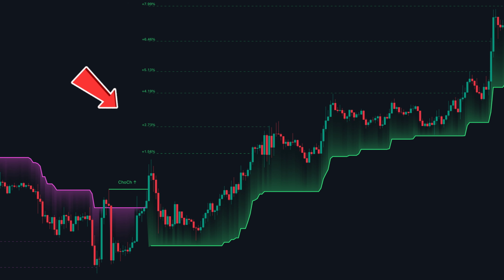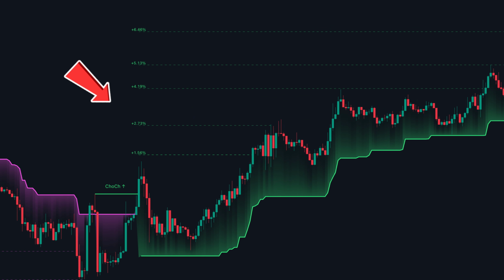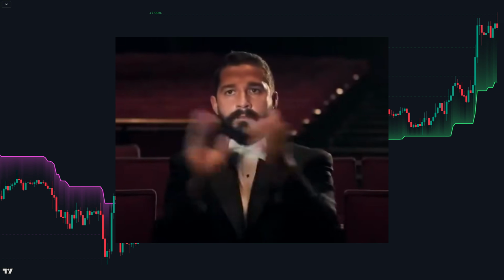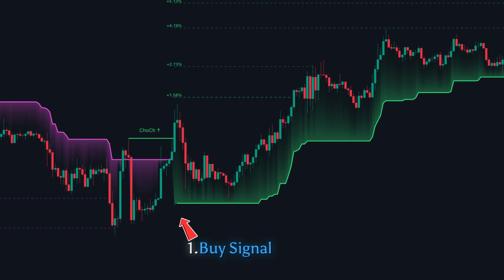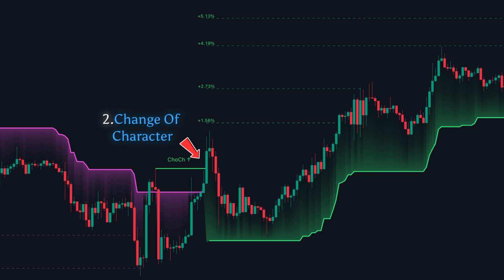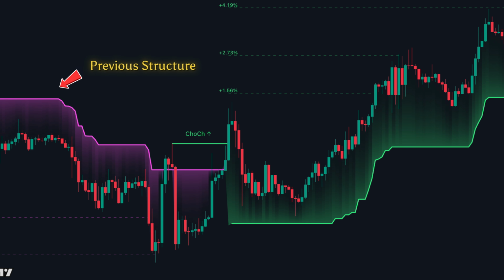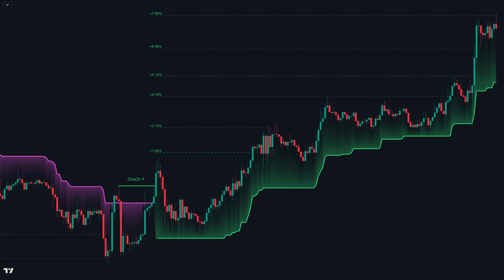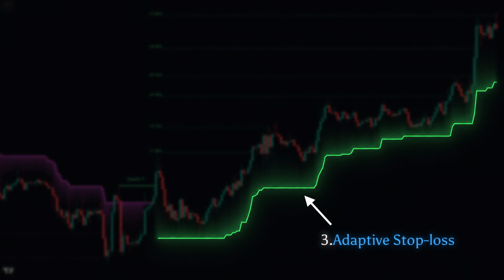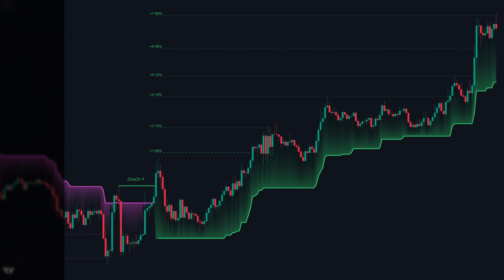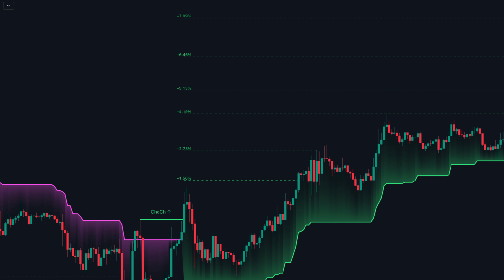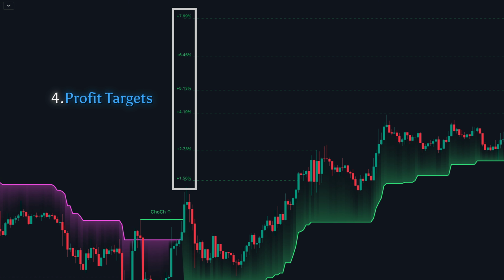This one indicator does four things on your chart at the same time. It gives you buy and sell signals. It marks the exact point where the market structure breaks, telling you the previous structure has failed and control may be shifting. It plots an adaptive stop-loss level that moves with the volatility of the market instead of a fixed distance. And as the trend continues, it keeps adding profit targets one after another.